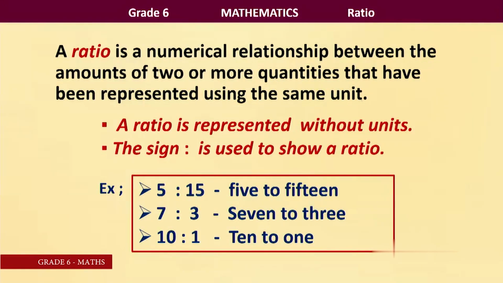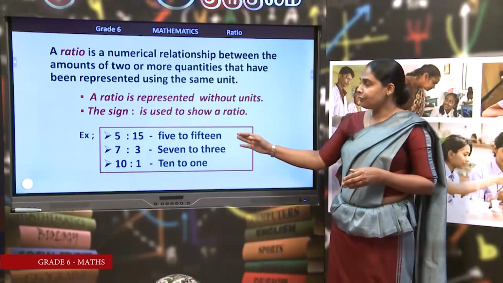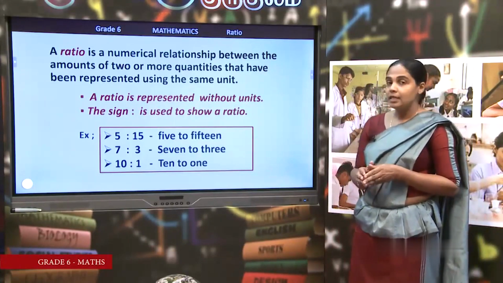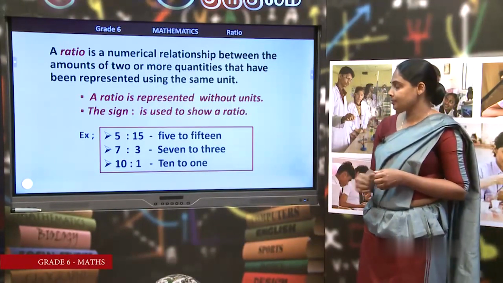First one, 5 to 15. Second, it is 7 to 3. Last is 10 to 1. Or we can read it as 5 is to 15. It is also correct. 5 is to 15, 7 is to 3 and 10 is to 1.